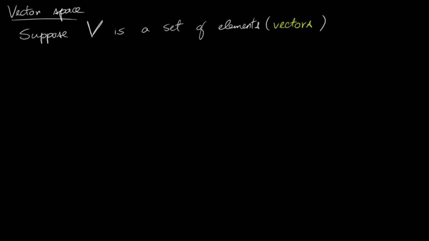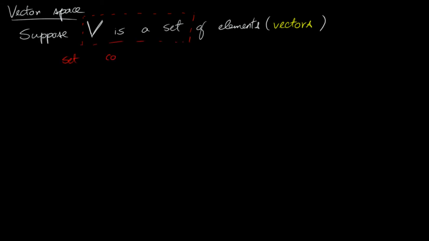Now, usually the definition of a vector space starts with: suppose V, could be any letter, but usually we use V. Suppose V is a set of elements that we also refer to as vectors. Okay? Well, already there's a part of this definition that needs a bit of clarification, because if you don't know yet, a set is just a collection of elements.